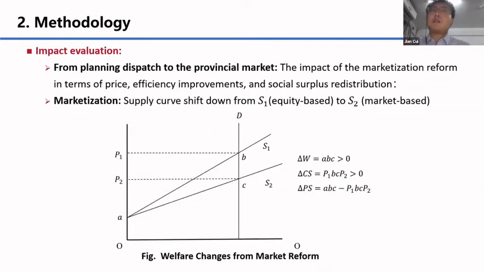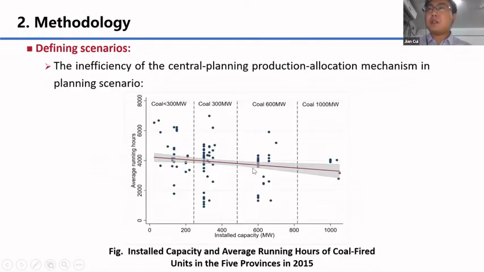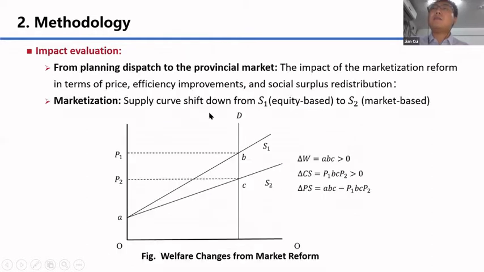And then we give a theoretical analysis of the market reform. As the picture on this slide shows, market reform will shift the supply curve because it can improve allocation efficiency by reducing the generation cost. So marketization will shift down the supply curve from S1 to S2. The impact of the market reform will reduce the price from P1 to P2 and increase the total welfare by the area ABC.